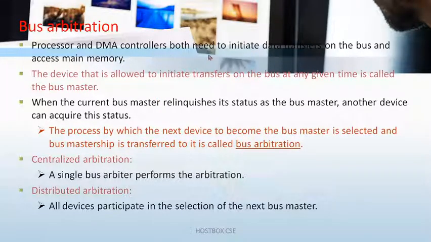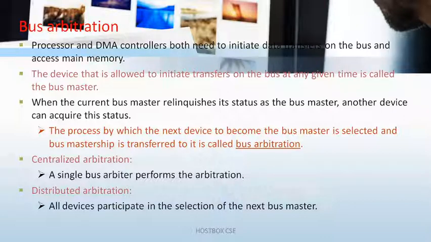Here the processor and DMA controllers both need to initiate data transfers on the bus and access main memory. The device that is allowed to initiate transfers on the bus at any given time is called the bus master. Remember, the device is allowed to initiate transfers at any given time on the bus. When the current bus master relinquishes its status as the bus master, another device can acquire the status. The process by which the next device to become the bus master is selected and bus mastership is transferred to it is called bus arbitration.